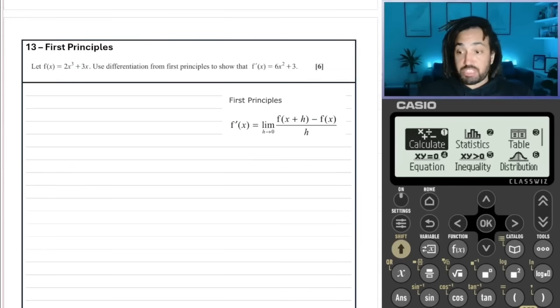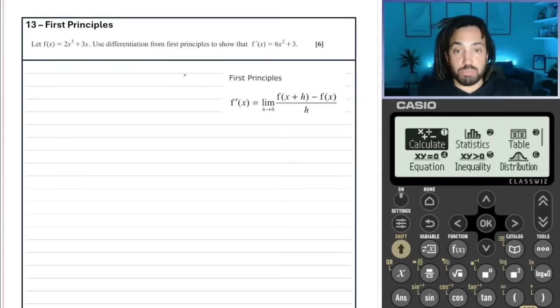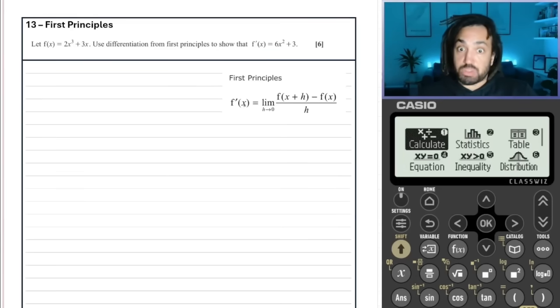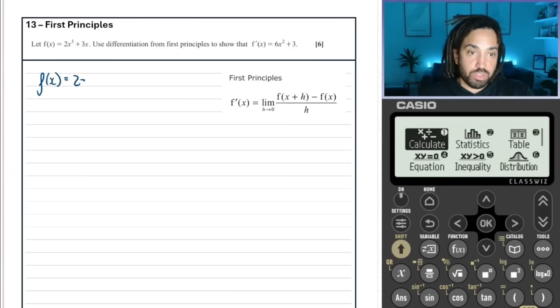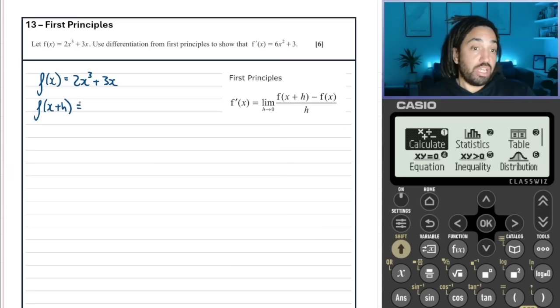Okay, we've got differentiation by first principles, and what I've done is I've just pulled the first principles formula from the formula book, and we're going to start by stating that f of x does indeed equal 2x cubed plus 3x. And then you can see in the formula what we need is f of x plus h, which is just substituting into the function x plus h where x used to be. So we put x plus h there, and that's cubed plus x, so 3 lots of x plus h.